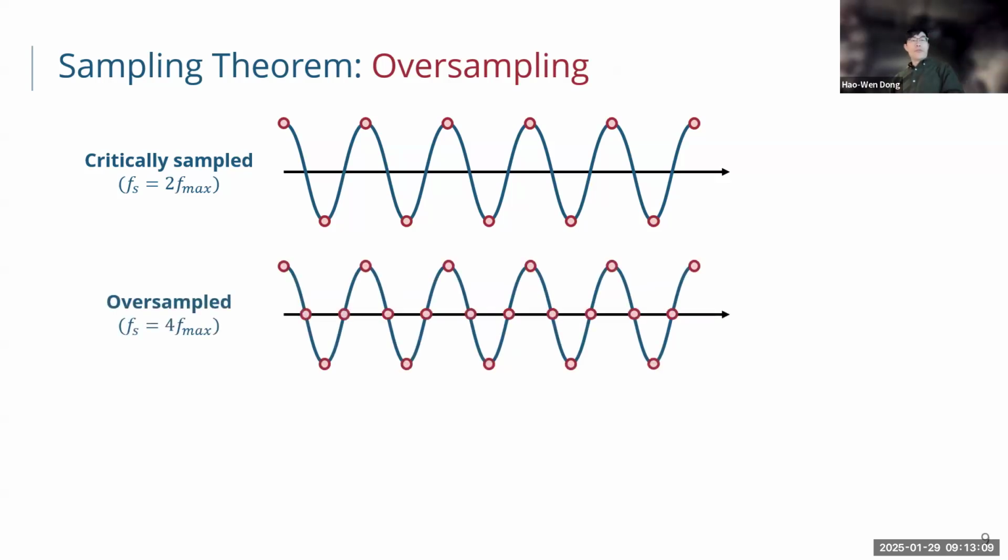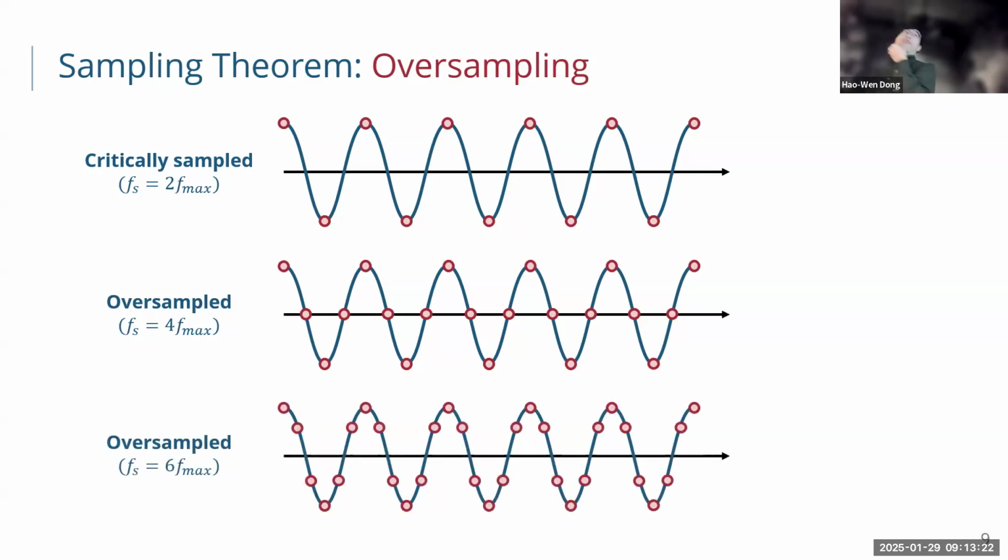And you can, of course, do more than that. You can sample at double, even at 4 f max, you can sample more. But still, you still have all the information. You can perfectly reconstruct the original signal. And even if you go beyond that to 6 f max, you don't necessarily need those intermediate points to get the original signal. So, reconstruction is possible, and you can perfectly reconstruct them whenever you have a larger frequency than 2 f max.